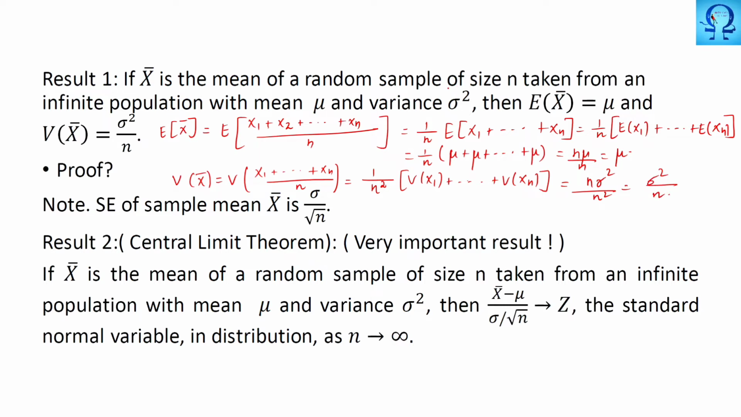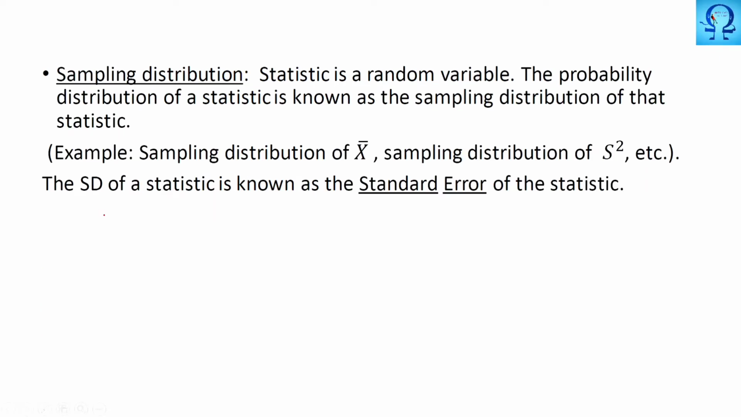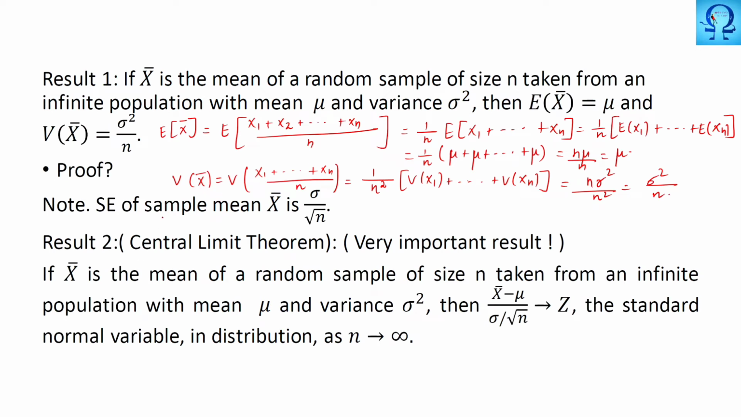So even for an infinite population, if we take a random sample, we are able to find out that the sample mean is going to have the mean mu, the expected value mu, and variance sigma square upon n. This is the first result. And once you have the variance, you can very well find out the standard error of the sample mean, which is sigma upon under root n.